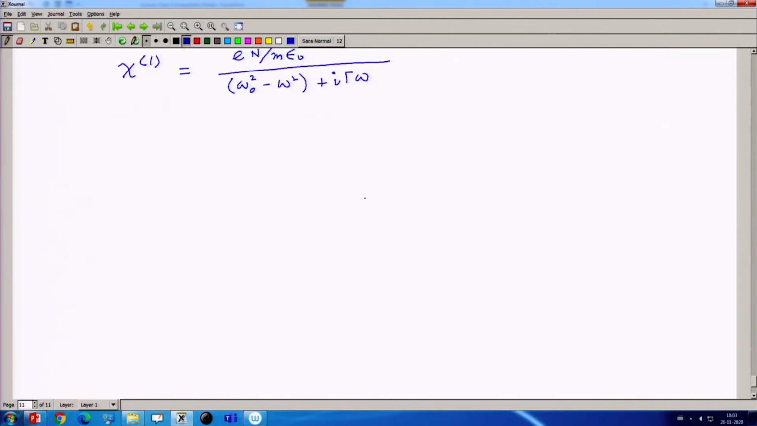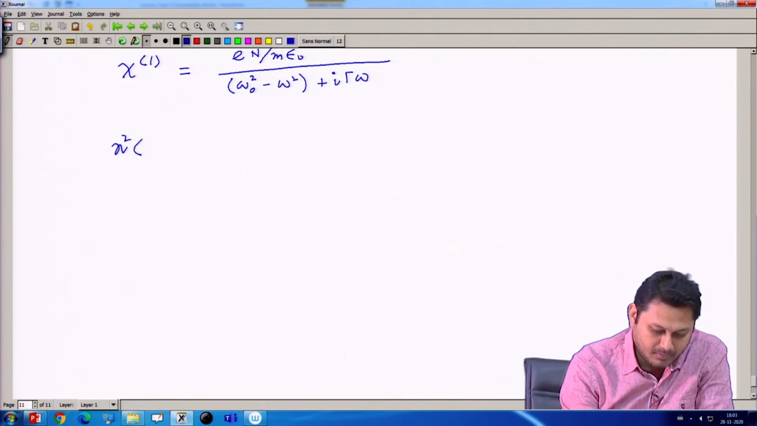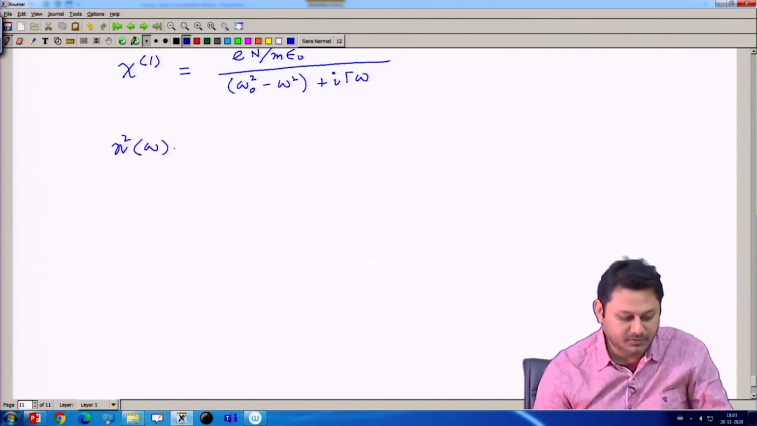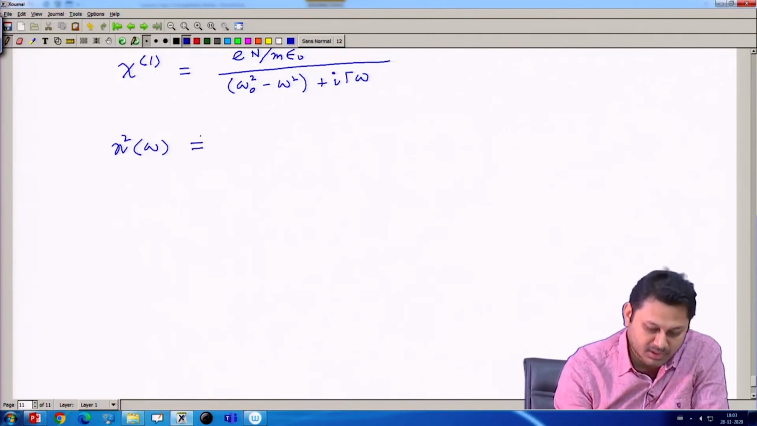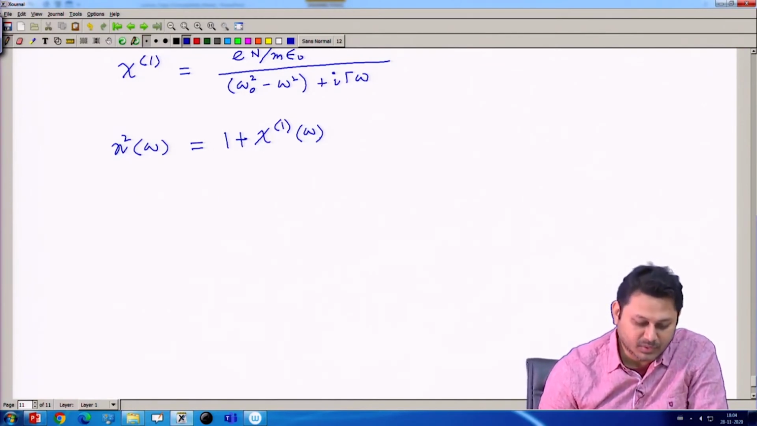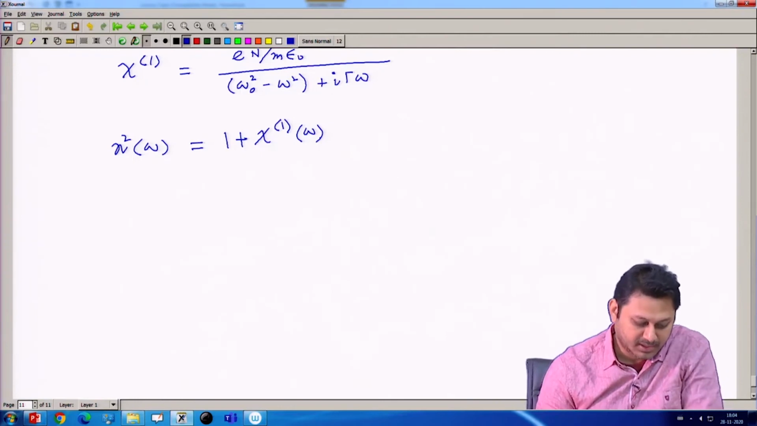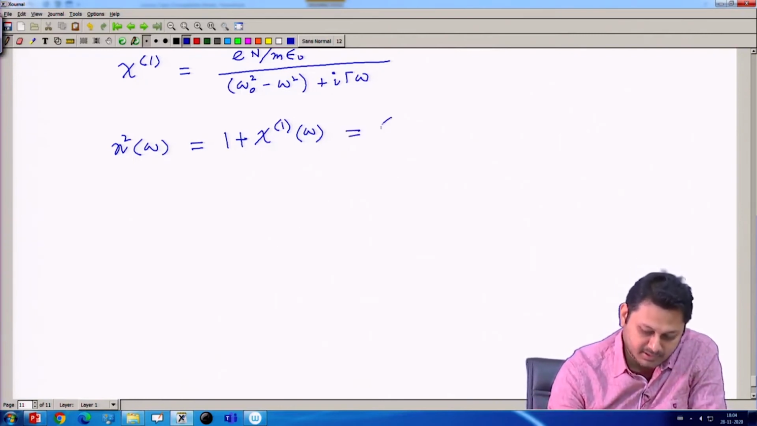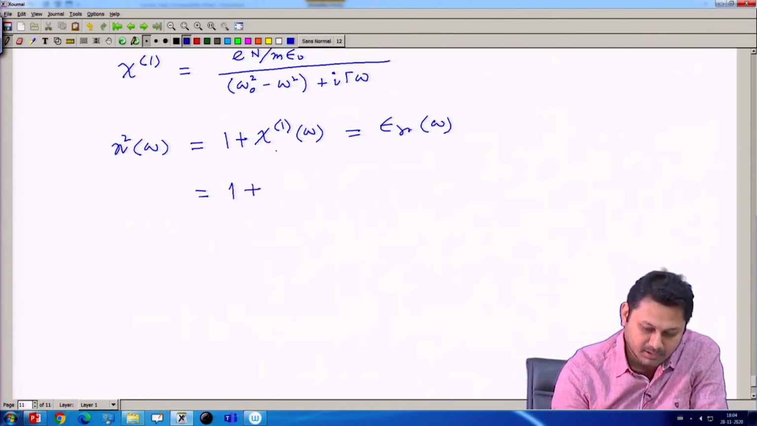Now, my n square readily becomes a function of omega because it is related to chi as 1 plus chi 1. Chi 1 I can find is a function of omega. So, through chi 1 I can have the value of n square, which becomes a function of omega. Again, this quantity is nothing but the relative permittivity.